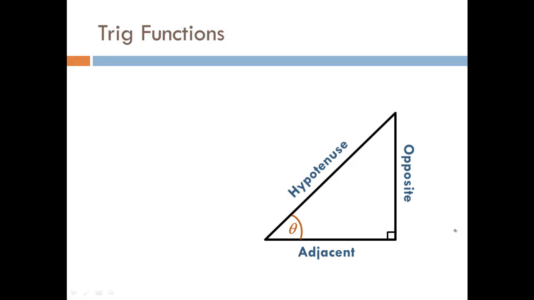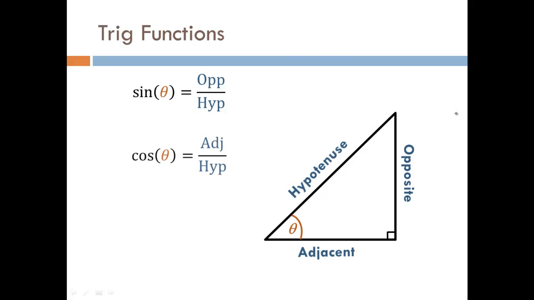So how are these three sides related to the measure of our angle theta? We have three trig functions that give us different relationships. The first trig function is sine. The sine of the angle theta is equal to the length of the opposite side divided by the length of the hypotenuse. The second function is cosine. The cosine of the angle theta is equal to the length of the adjacent side divided by the length of the hypotenuse.